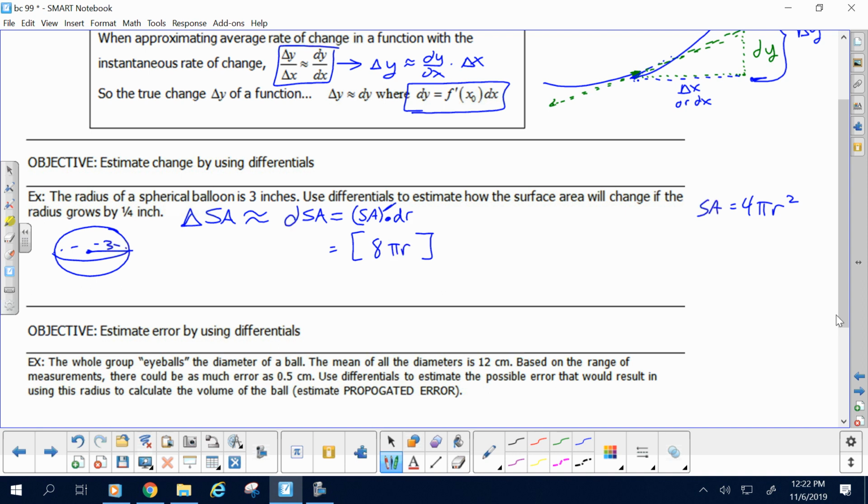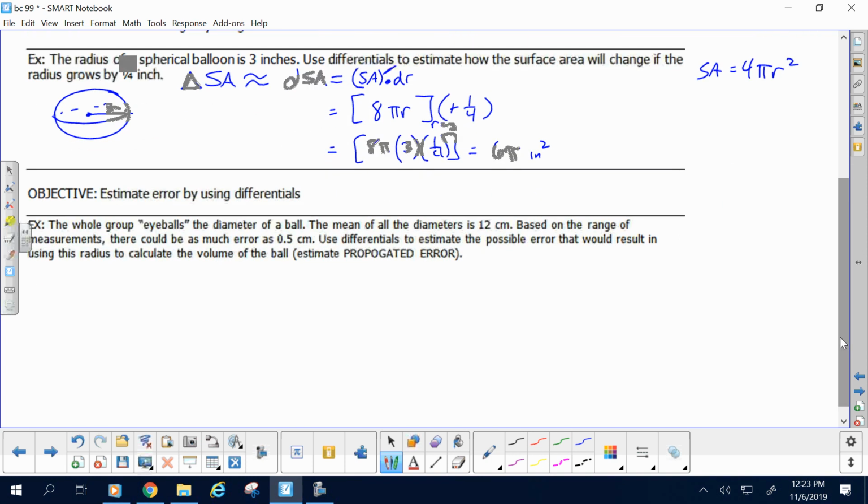So what is surface area prime? 8 pi r. And at what r will we find the rate of change? The rate is at 3. And the dr. How much are we going to grow the radius by? 1/4 inch. Is it plus 1/4 or minus 1/4? Plus 1/4, because it is growing, the sign does matter. All right then, I would expect that based on how it was changing at that instant, as the radius grows by a quarter inch, I would expect the surface area to change by approximately 6 pi, what units? Inches squared, because it's change in surface area. You follow? Okay.